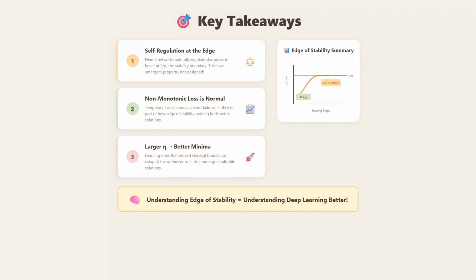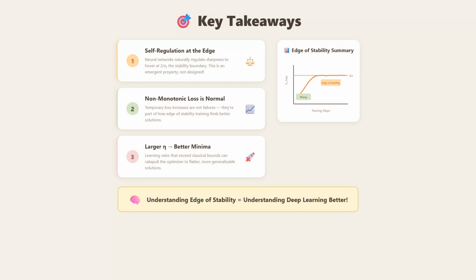Second, non-monotonic loss is normal and beneficial. If you see your training loss temporarily increasing, don't panic. This is part of the self-correction mechanism. These temporary increases are how the optimizer escapes sharp regions and moves toward flatter ones. It's a feature, not a bug. Third, larger learning rates enable better minima. By operating in the edge of stability regime, you activate the catapult effect that steers training toward flatter, more generalizable solutions. Larger isn't just faster, it's actually better for final performance.